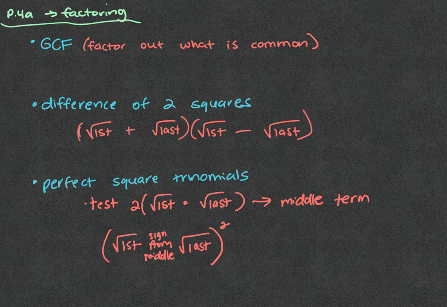Joey. Do you multiply it by 2 or square it? For which part? For the test. For the test, you double the product, so you multiply by 2. Okay. So square root first, square root last, find their product, and then double it. If it matches the middle term, then you do the square root, sign from middle, put it in parentheses and square.